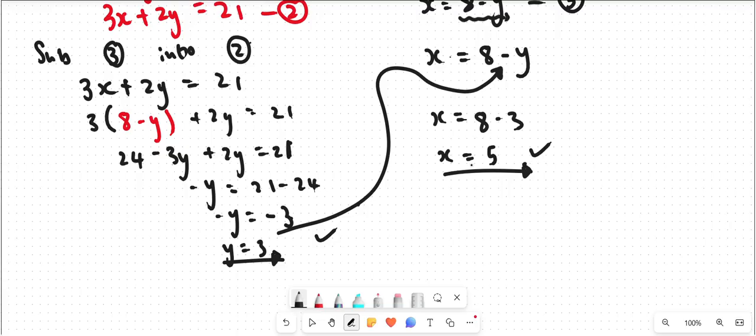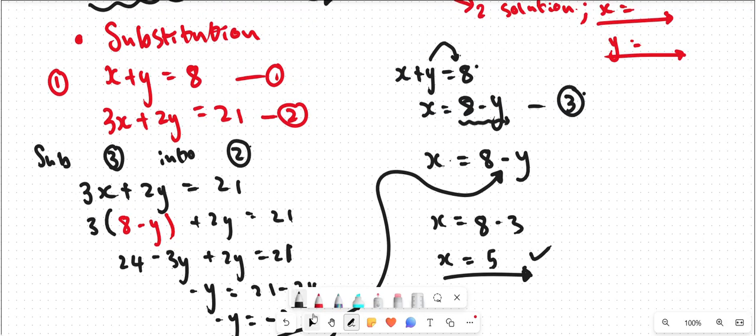This is how you do substitution. So again, let me take you through it. What do you do first? You take one of these equations. In my case, I took equation 1 because it was easier, and you make equation 3.